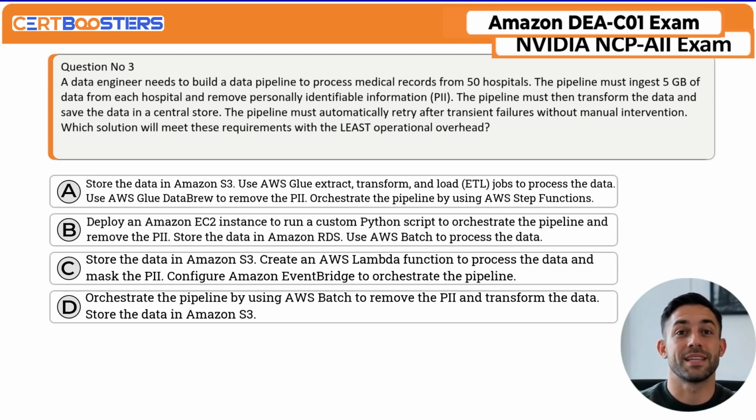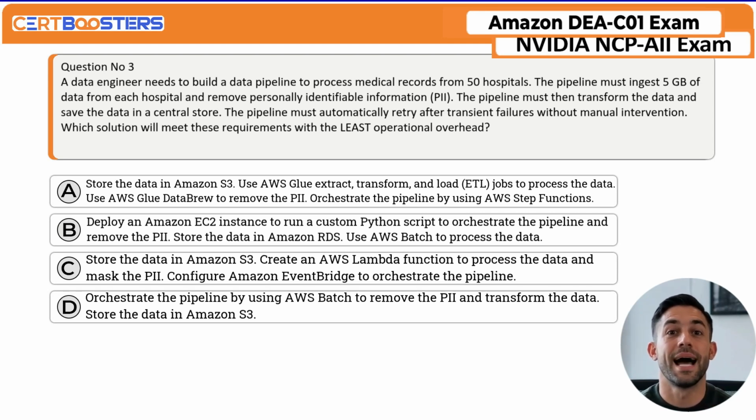A. Store the data in Amazon S3. Use AWS Glue extract, transform, and load, ETL, jobs to process the data. Use AWS Glue DataBrew to remove the PII. Orchestrate the pipeline by using AWS Step Functions. B. Deploy an Amazon EC2 instance to run a custom Python script to orchestrate the pipeline and remove the PII. Store the data in Amazon RDS. Use AWS Batch to process the data.